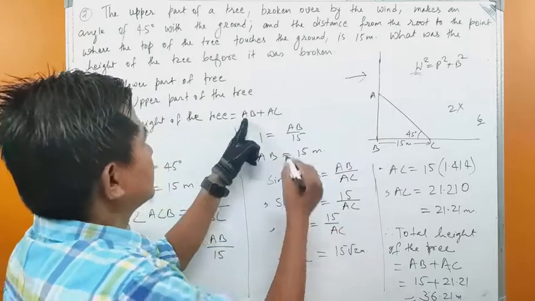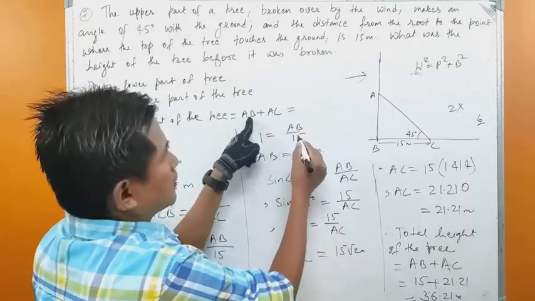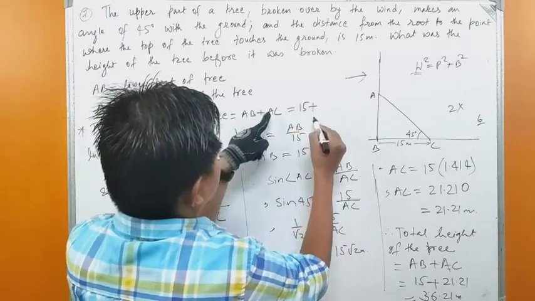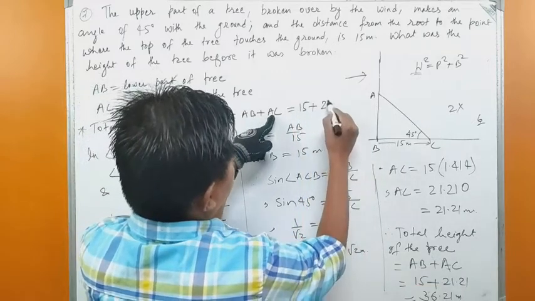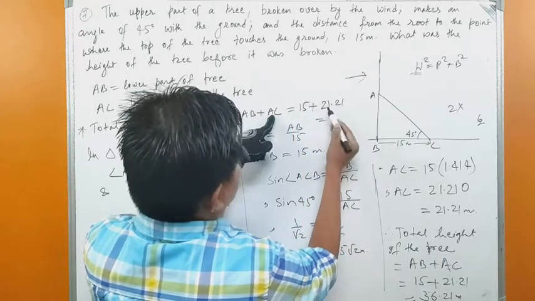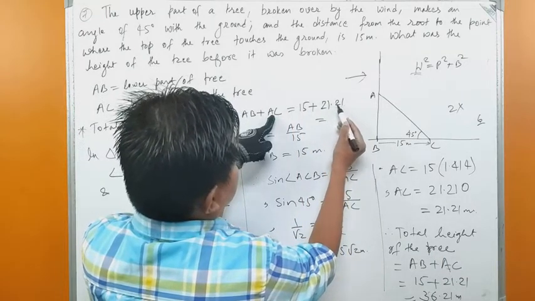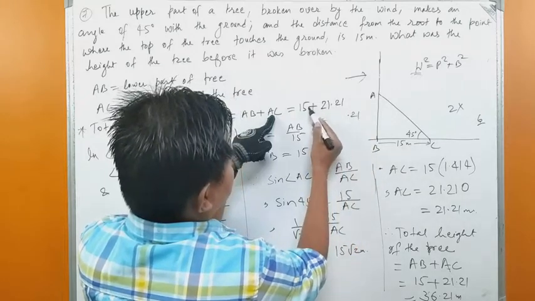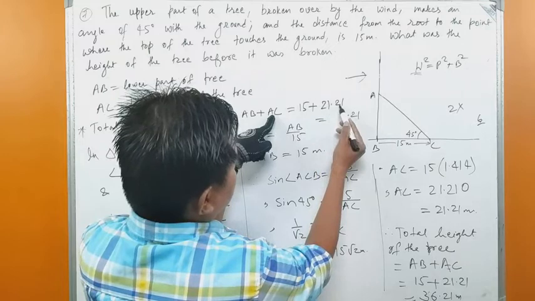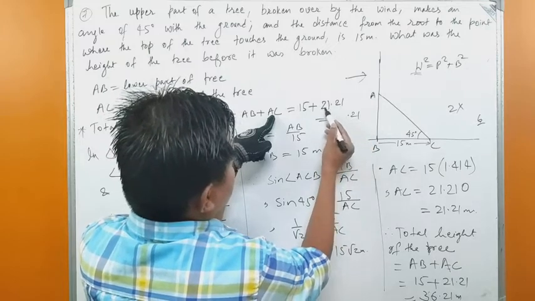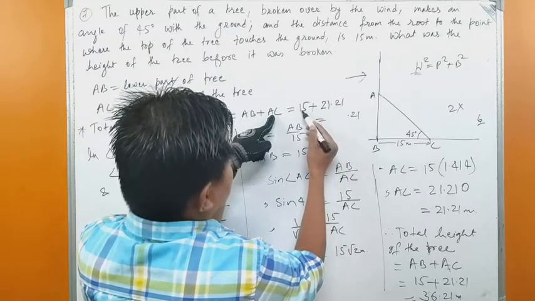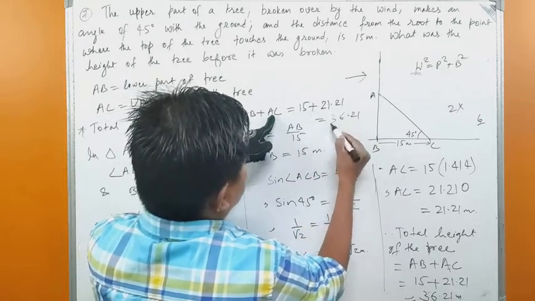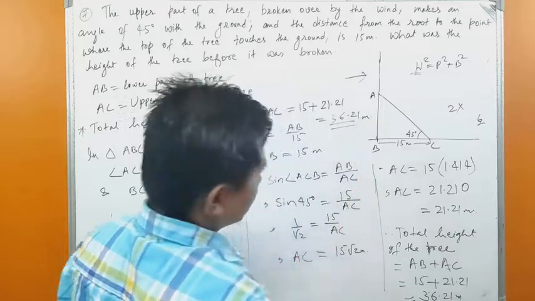So the total height of the tree, AB plus AC, where AB is 15 plus AC is 21.21. The digits after the decimal point we write as they are, 15.00, isn't it? 0.00 plus 0.21 is 0.21. The numbers before the decimal point, we add up with 15. 5 plus 1, 6, 2 plus 1, 3, 36.21 meter. Okay, I hope you got this.